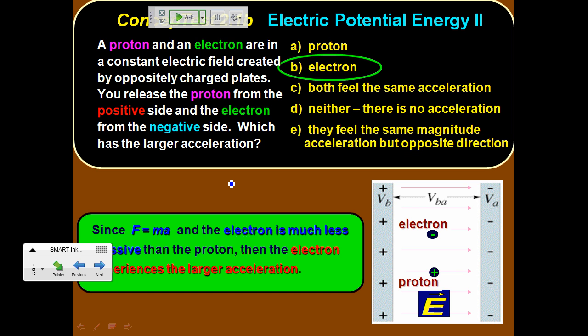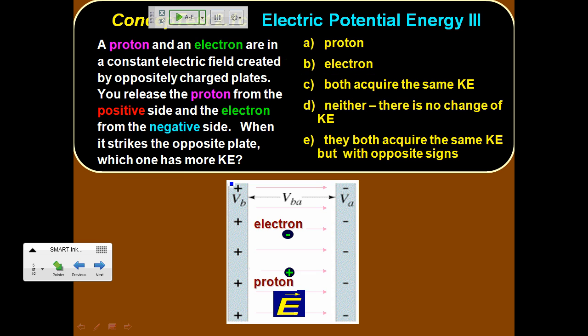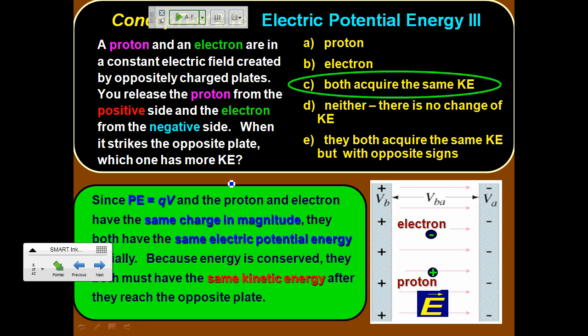Here, the electron has a greater acceleration because it's smaller. Same force, smaller mass, bigger acceleration. Now here, this one tricks people. The electron's going faster, so you'd think it would have more kinetic energy, but the mass is so much smaller that they actually have the same amount of kinetic energy. You can think about that in terms of this: my change in energy is equal to Q times V. They both experience the same change in potential, and they both have the same charge, so they have the same energy.